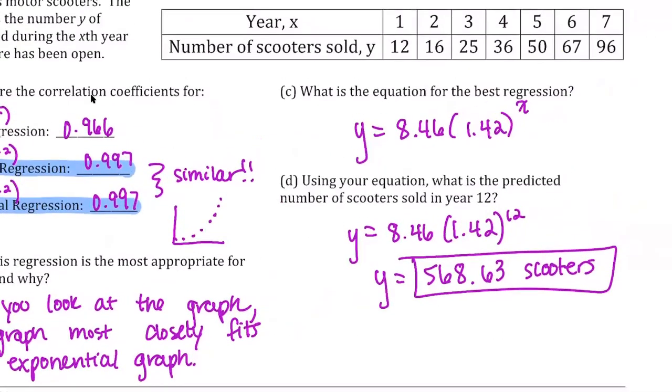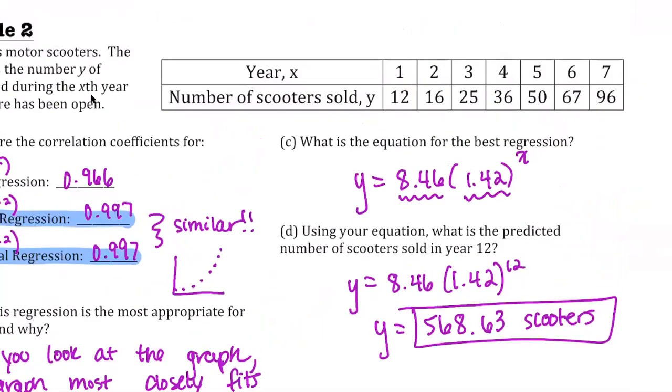So that's why for this one, our exponential regression, you should have gotten your A value to be 8.46. And what goes inside ended up being 1.42. And then for question D, it says, what is the predicted number of scooters sold in year 12? So obviously we're saying what happens in year 12, and we are solving for the missing value, which was about 568.63 scooters.